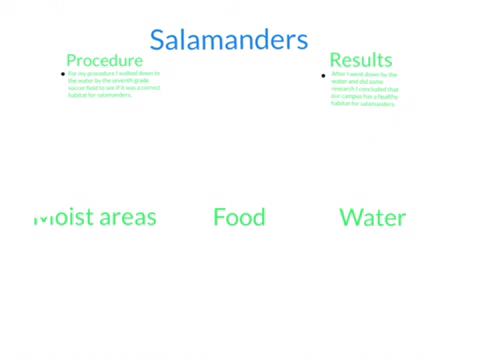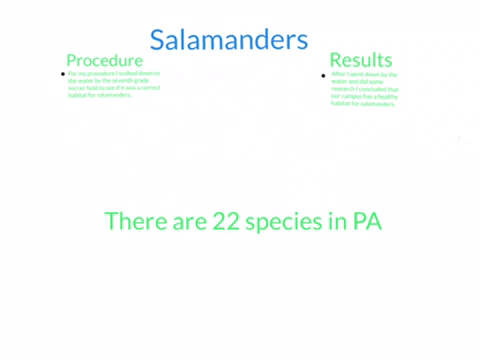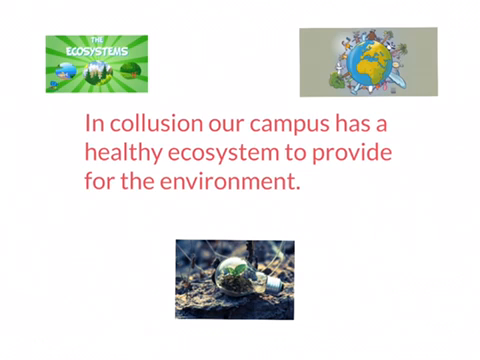A cool fact about salamanders that some people may not know is that they are nocturnal animals. Another really cool fact about salamanders is that there are 22 species of salamanders in PA. In conclusion, our campus has a healthy ecosystem to provide for the environment.